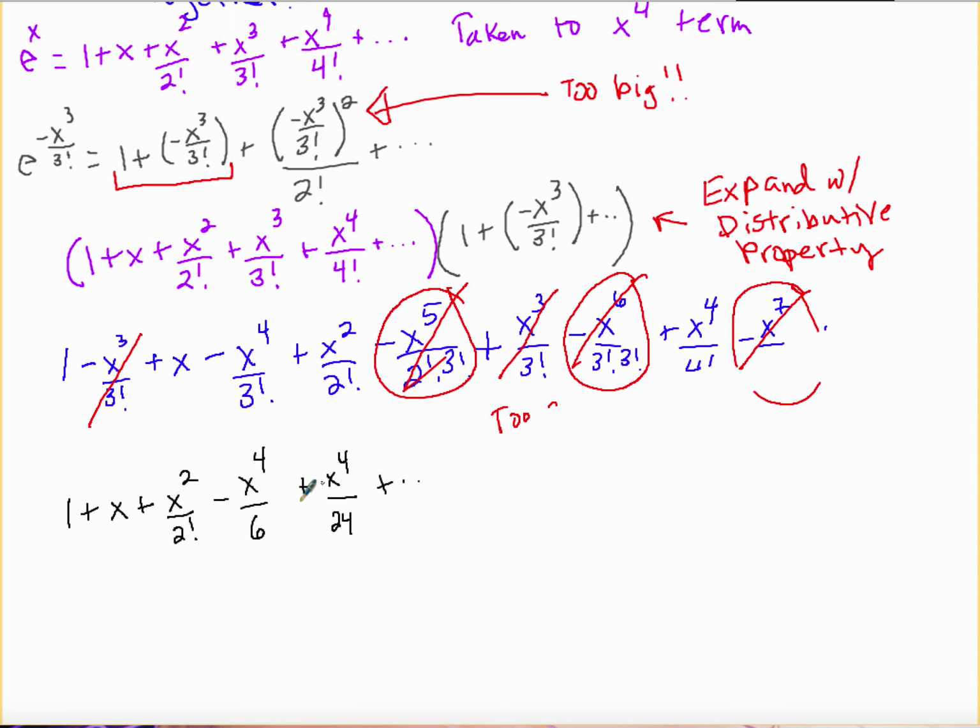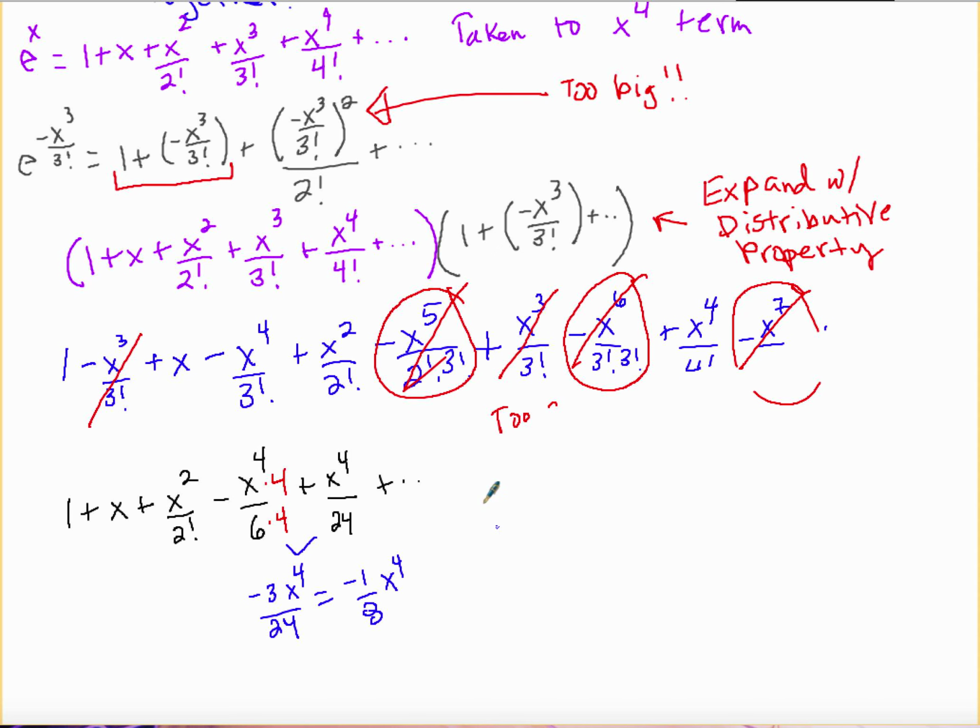So a good denominator for 6 and 24 is probably 24. So I'm gonna multiply the top and the bottom of this guy by 4 so that I can get a common denominator. This is gonna give me negative 4x to the fourth, and this is a positive 1x to the fourth. So altogether, that's gonna give me a negative 3x to the fourth divided by 24. And that can be reduced. So this is going to reduce down to negative 1/8 x to the fourth. All right, let's put it all together now.